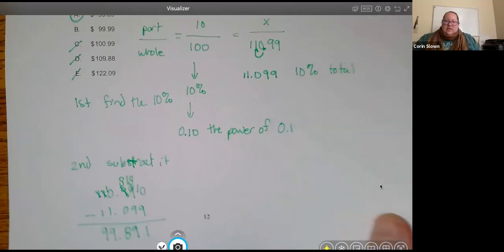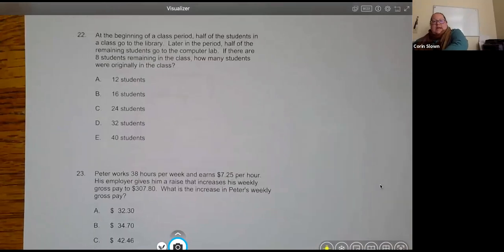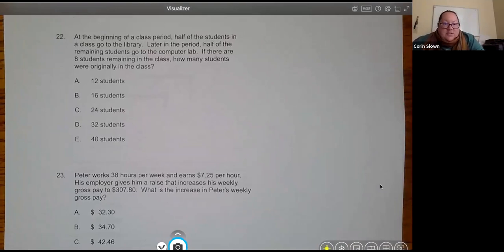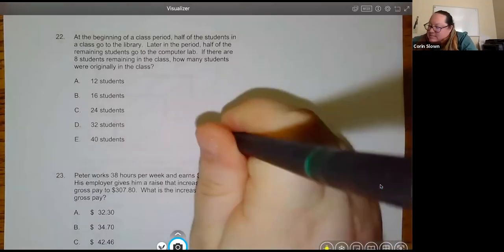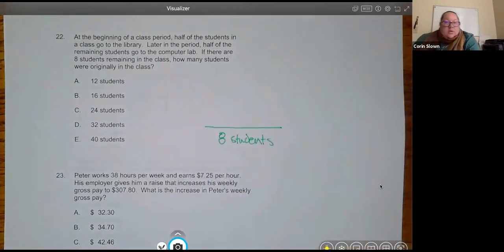Okay, let's take a look at number 22. At the beginning of a class period, half of the students in a class go to the library. Later in the period, half of the students go to the computer lab. If there are 8 students remaining in the class, how many students were originally in the class? Okay, this is a great example of a problem where you might actually need to do some backwards thinking. So let's draw out what we know so far. It says there are 8 students remaining in the class. That's our end point.